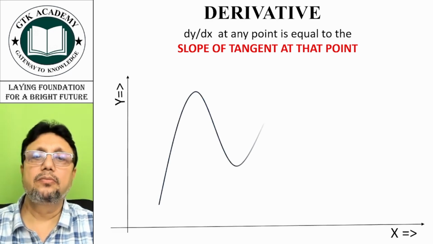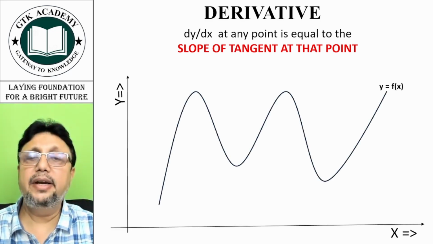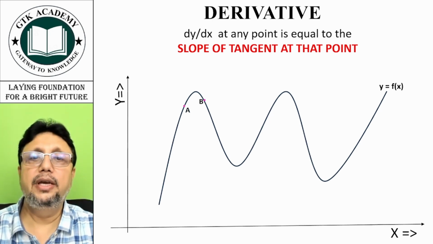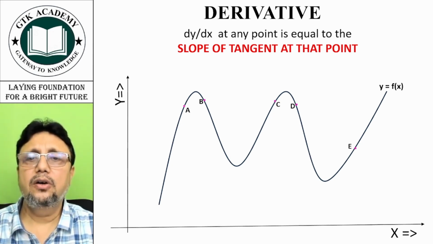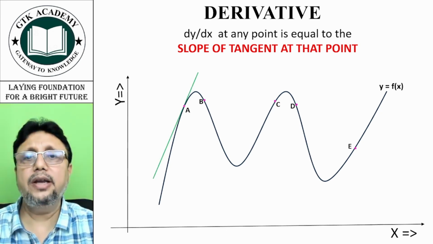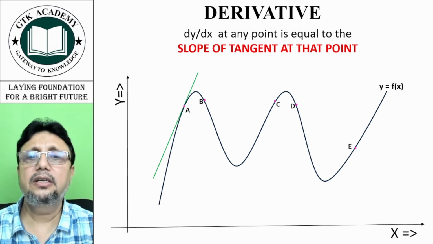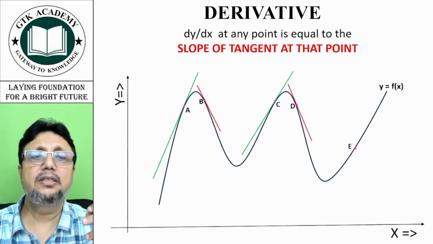Suppose you have a curve like this and you require to find dy by dx at different points, say A, B, C, D, E. Now what do you do? You just draw a tangent at A. If you want to find the rate of change at point A, you draw a tangent. If you want to find it at B, again draw a tangent. At C, draw a tangent. At D, draw a tangent. At E, draw a tangent. Now you measure their slopes.